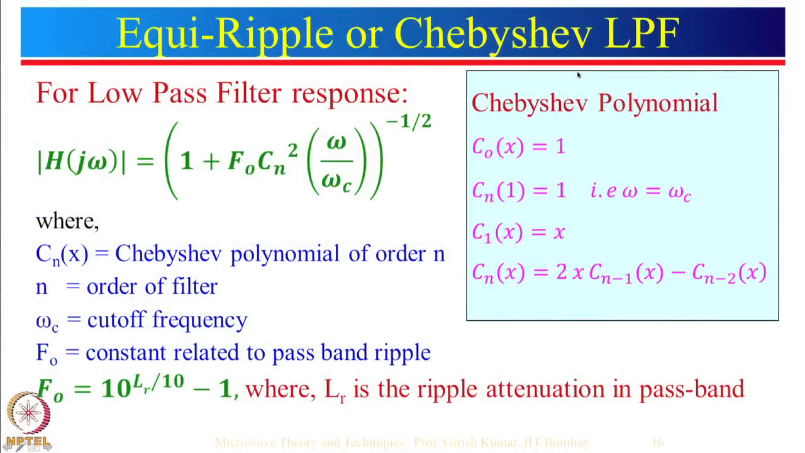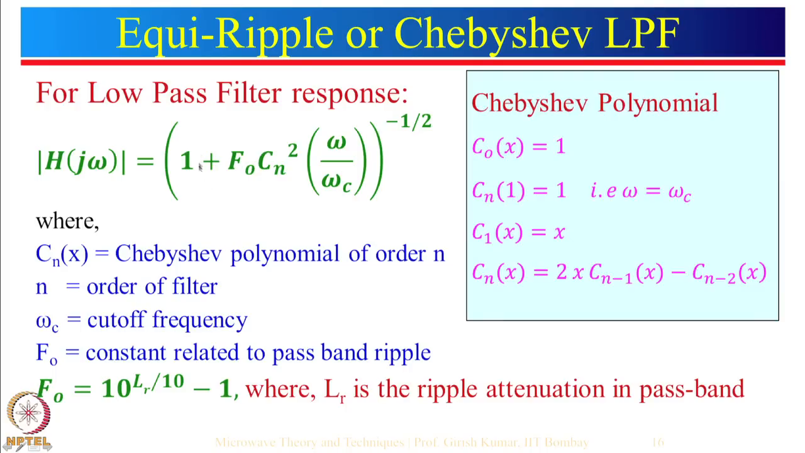So, now let us see the response for the Chebyshev filter, which is also known as the Equi-Ripple filter. For the low pass filter, the response of the Chebyshev filter looks something like this. Now, try to compare this with the previous configuration which was for the Butterworth filter. For the Butterworth filter, if you see, this is minus 1 by 2, this can be written as 1 divided by square root 2. Okay.